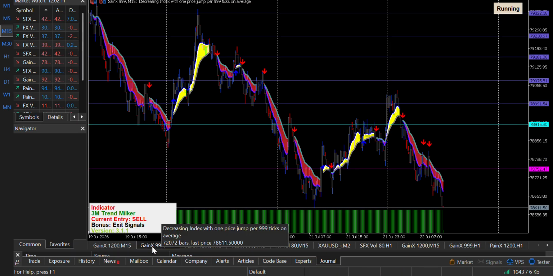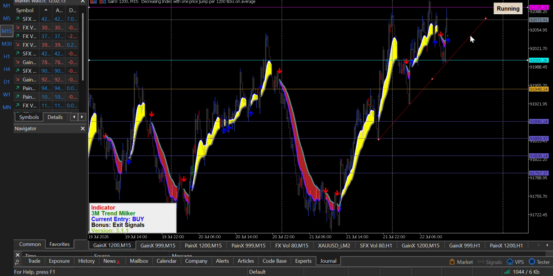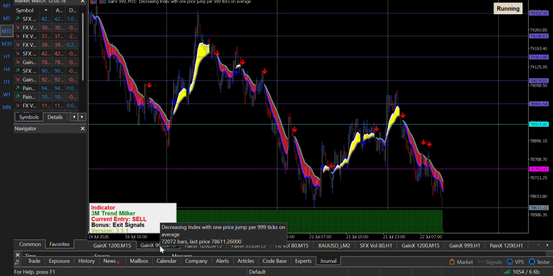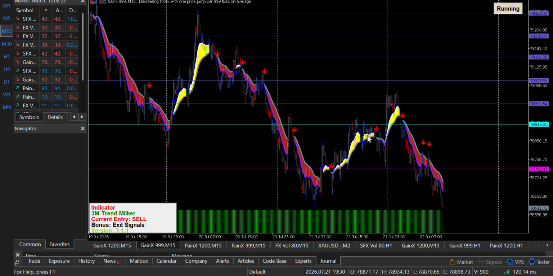Let's check other assets. So for GainX 1200, we are still waiting for the breakouts to happen. So for GainX 999, this is another asset that we have been looking out for. This particular asset actually started an uptrend yesterday at the middle of the period, and it ended the period somewhere here. So we had an uptrend signal. Okay, so we decided to buy, even though it only achieved our first TP before going back down.